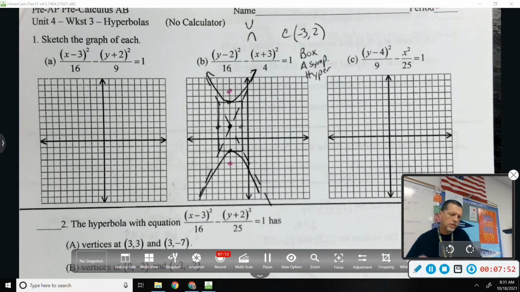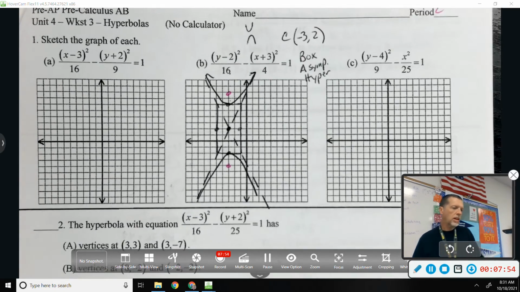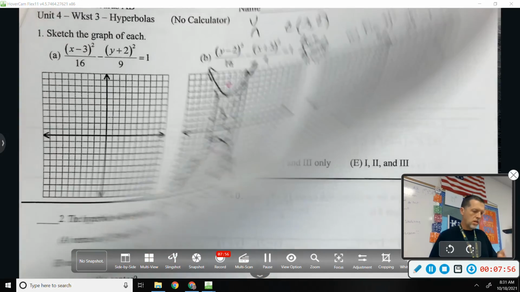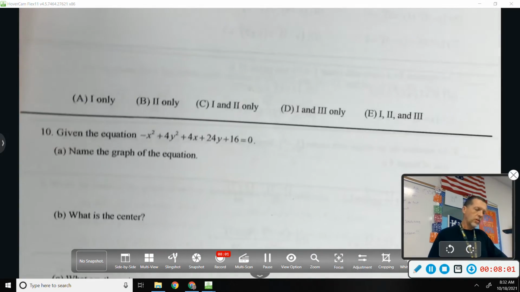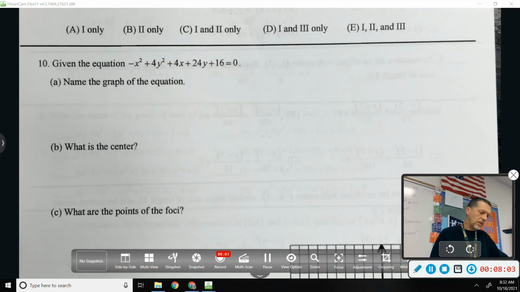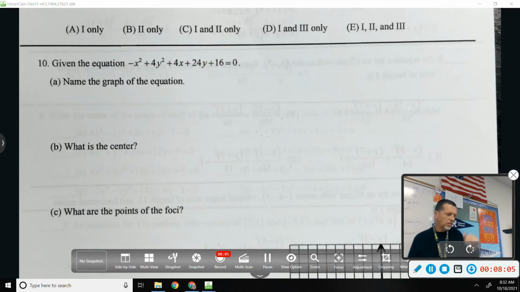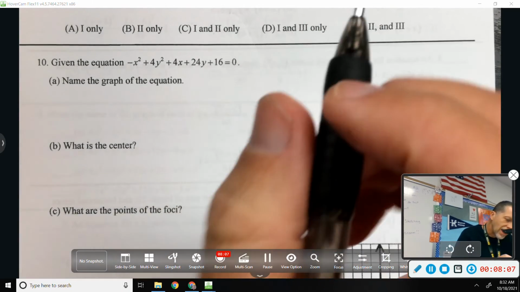And what was your other one? Number 10. Anything else on that one? Oh, that's a lot going on in number 10. Yeah. Given the equation, find everything, basically.